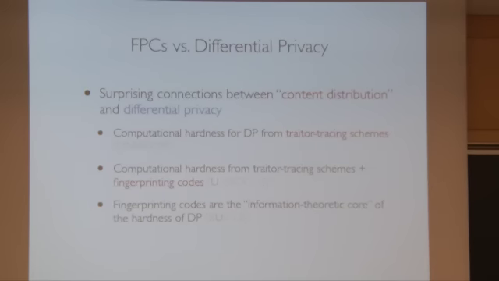So this was actually first introduced in prior work by Dwork, Naor, Reingold, Rothblum, and Vadhan, where they showed how to get computational hardness from something called a traitor tracing scheme. And then in more recent work that I did, I showed how to combine traitor tracing schemes and fingerprinting codes to get new computational hardness results. And then what we do in this more recent work is basically show that fingerprinting codes are the main combinatorial or information theoretic primitive that underlies all the hardness of differential privacy. And so that's what's new in this work, is that we get these information theoretic consequences.